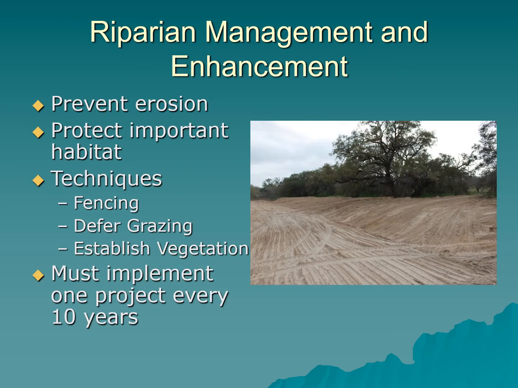Next is riparian management and enhancement. So the goal of this is to prevent erosion and protect important habitats such as areas along creeks, rivers, streams, areas like that. And some techniques you can use are fencing, and then deferring grazing off of those areas, and establishing vegetation that helps stabilize the banks and prevent erosion along those stream sides. These practices are good for 10 years, so this is one of those practices where if you implement a big project like this, you will get credit for the next 10 years and only have to implement 2 practices for the next 10 years of your plan.